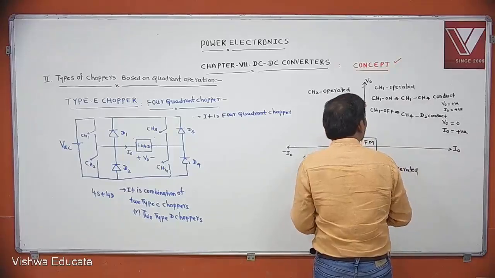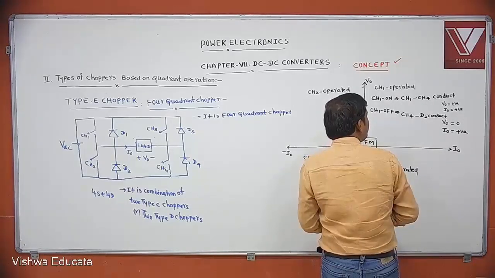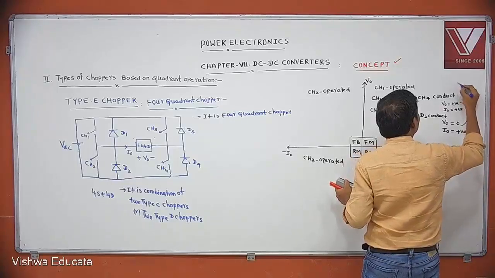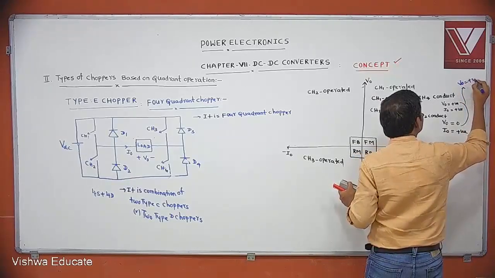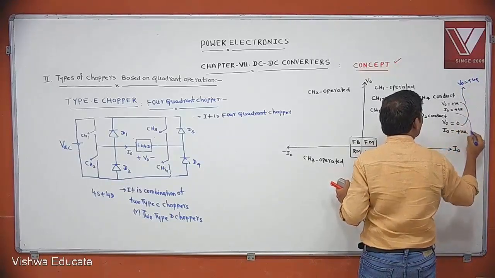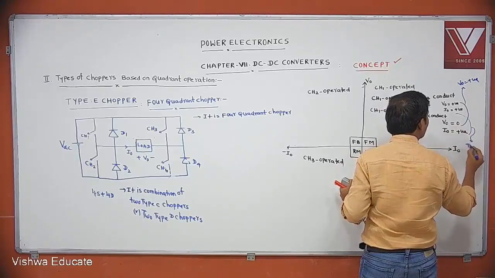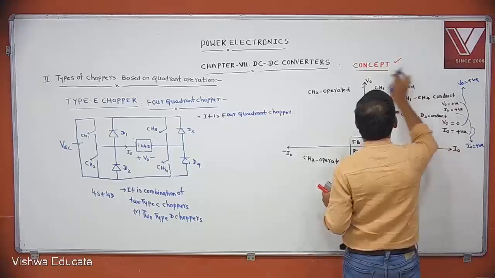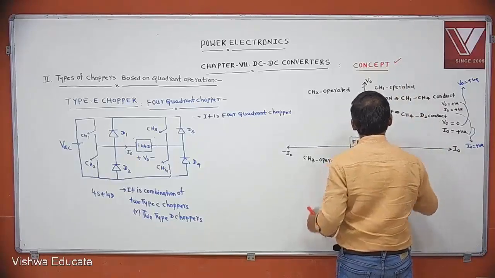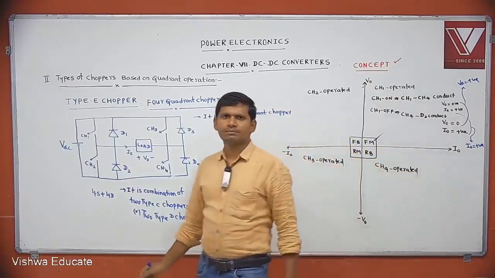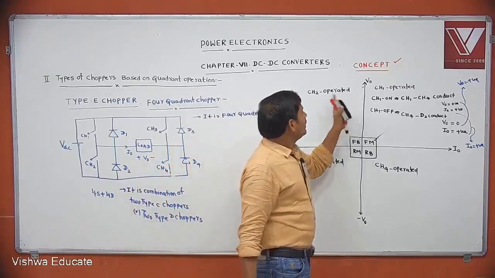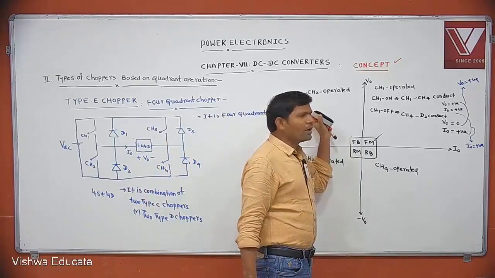Resultant. V naught positive, V naught 0. Resultant V naught is positive. I naught positive, resultant I naught is positive. Then V naught positive, I naught positive. Which quadrant? First quadrant, forward mode. That means this chopper is operated in the first quadrant.